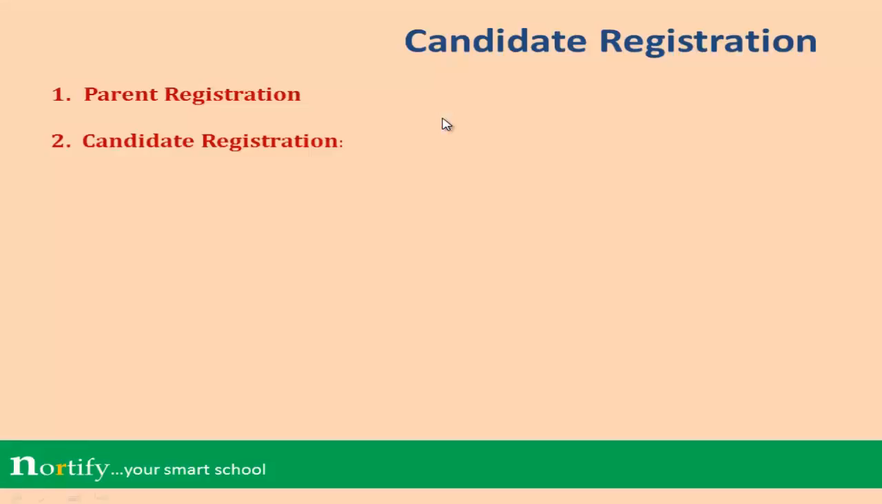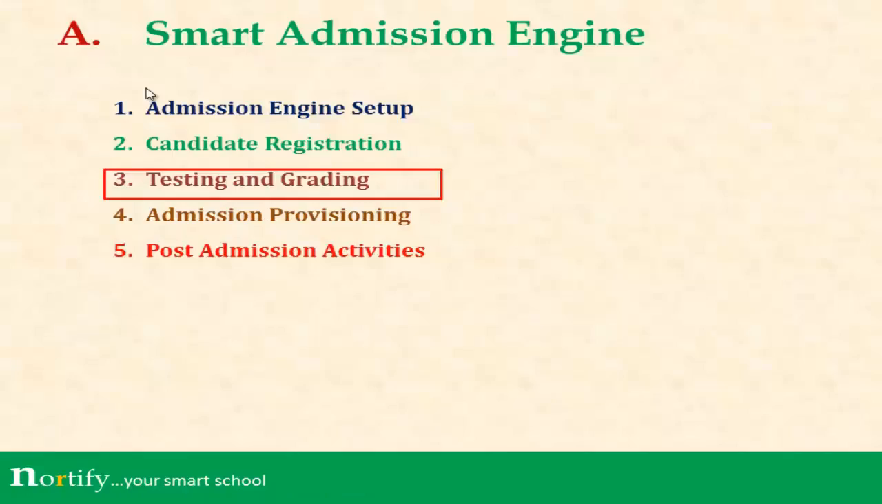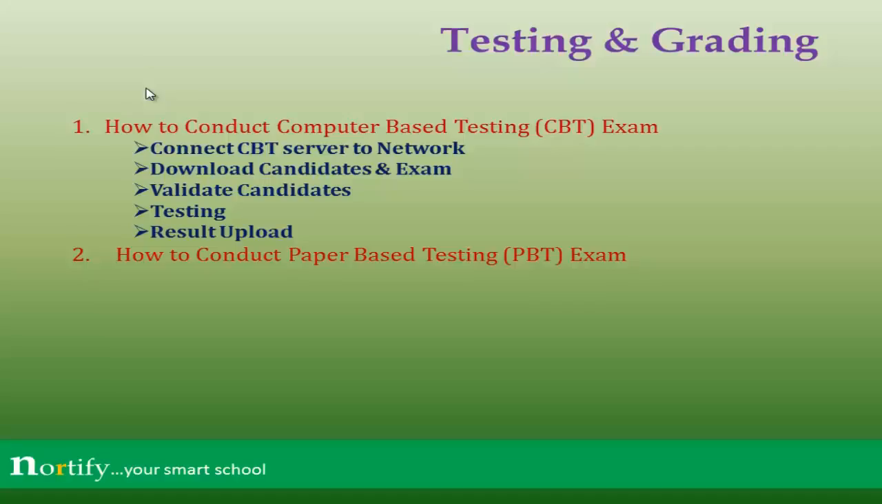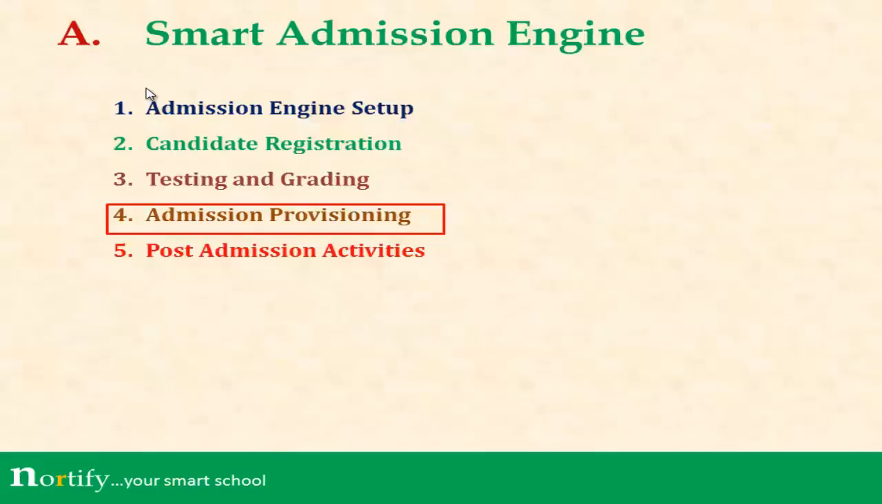Now, under the candidate registration, you need to do your parents registration. After you finish the parents registration, you now need to do the candidate registration proper. Immediately you're done with that, the third one will be testing and grading. And what does testing and grading entail? Under testing and grading, I'll show you how to connect the CBT server to the network, how to download candidate and exam, how to validate candidate, how to test, and how to upload results. Immediately you're done with that, I will show you how to conduct paper-based testing using the PBT.